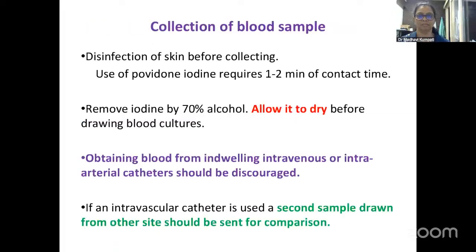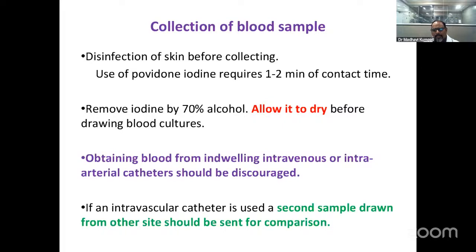So in these kinds of bacteremia, collection of the blood sample is very vital: how much we have to collect, when to collect, and how to collect. When collecting a blood sample, disinfection of the skin before collecting is very vital and is done with povidone iodine, which requires 1 to 2 minutes of contact time, and remove that with 70% alcohol and allow it to dry. That is very important.